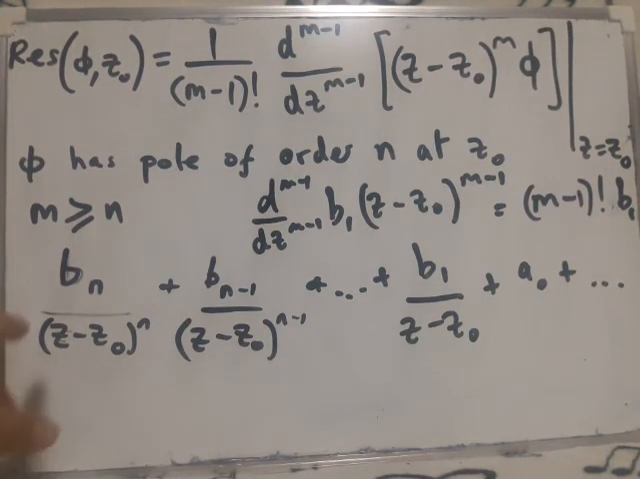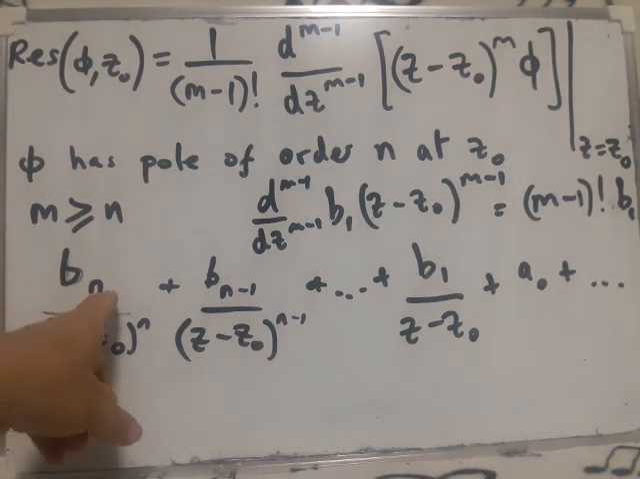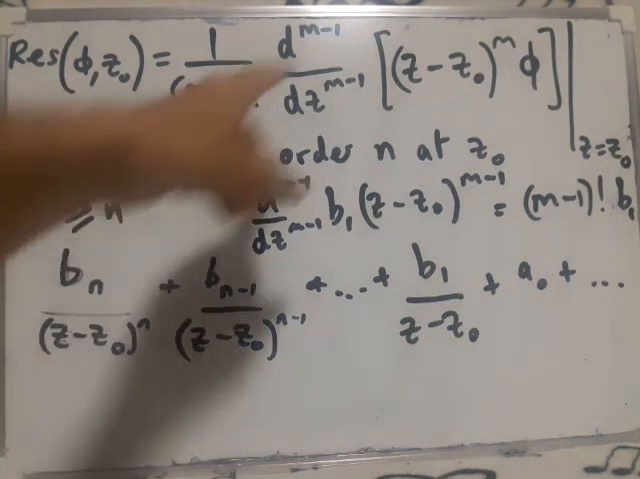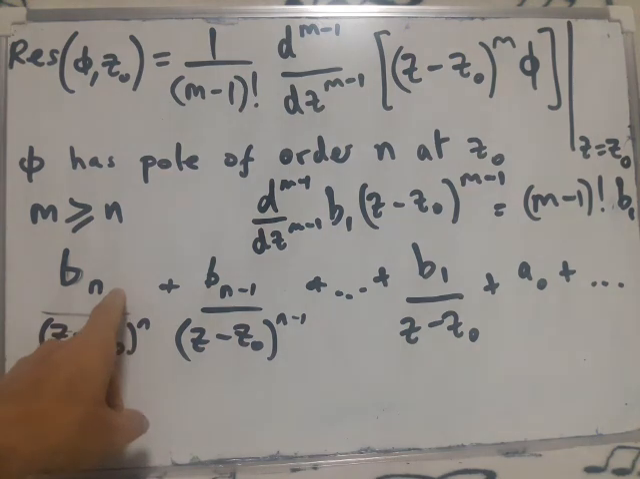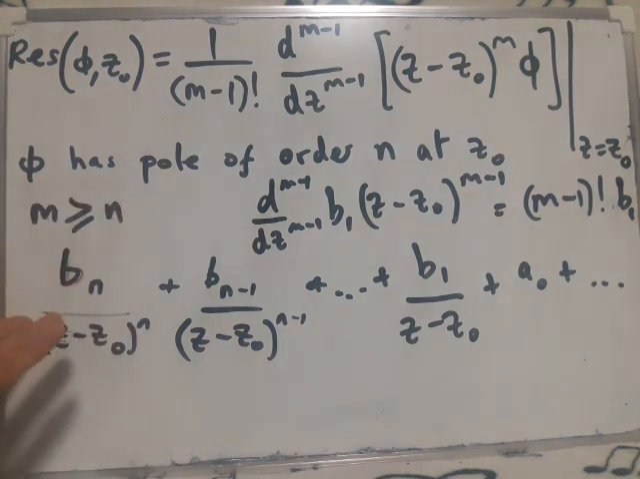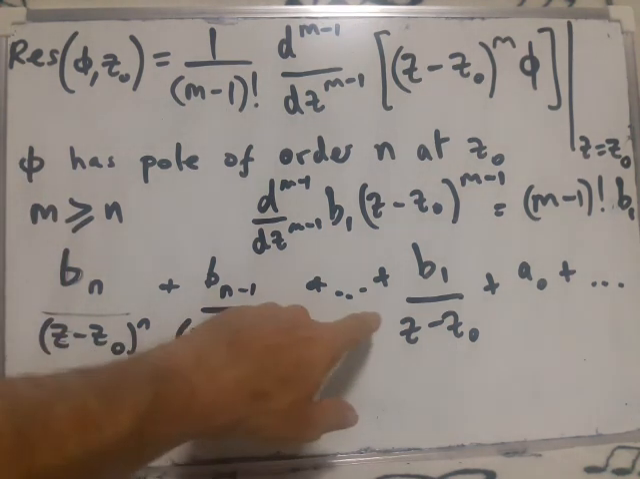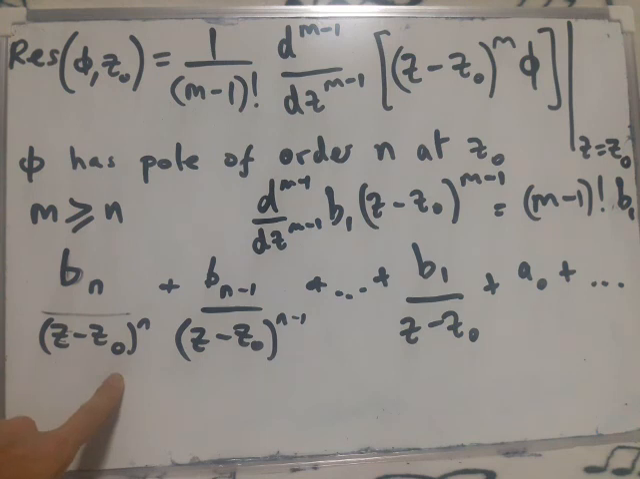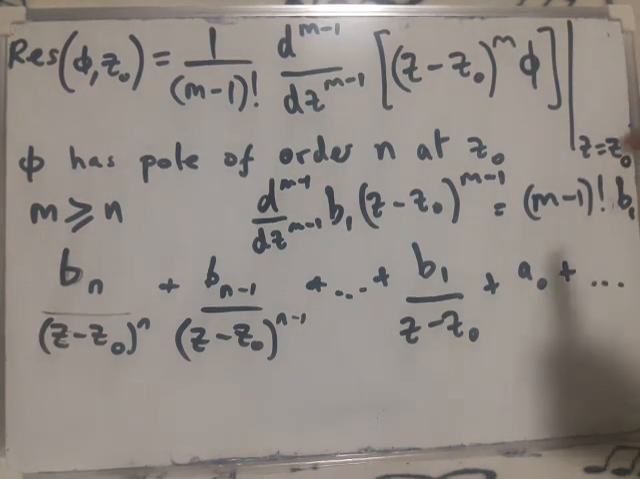If m is larger than n, for example, if m is equal to n plus 1, when you multiply by (z minus z naught)^m, you'll get bn times z minus z naught, which you differentiate will give you a constant. The next time you differentiate, you get 0. So all of these other terms will get differentiated to 0 before you even substitute in z equals z naught.